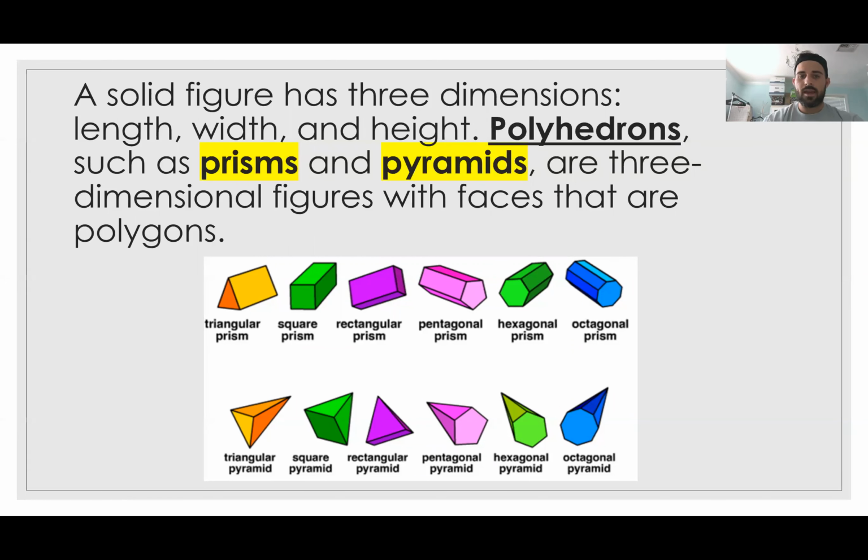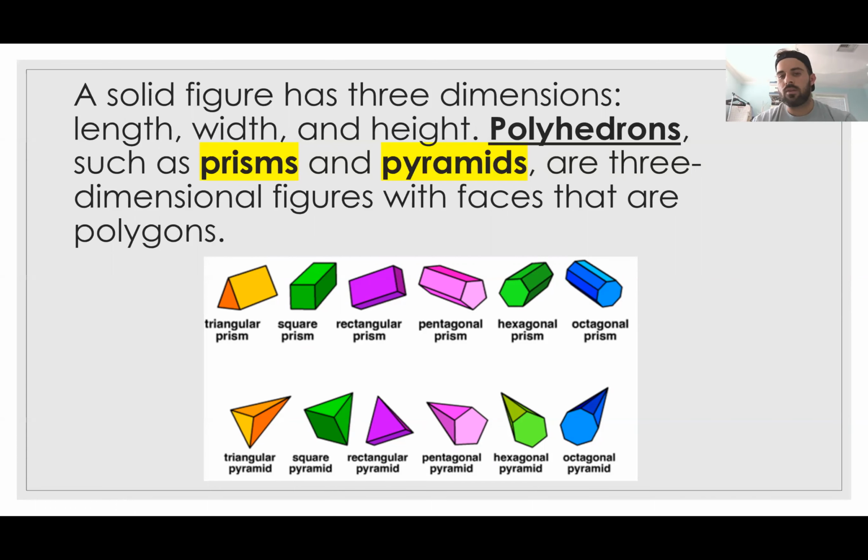We're going to be focusing today on polyhedrons. And what is a polyhedron? A polyhedron is either a prism or a pyramid, which are three-dimensional figures with faces that are polygons. Remember, a polygon is a shape that has three or more sides.